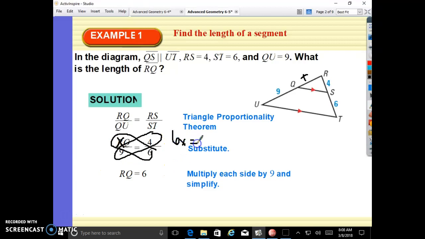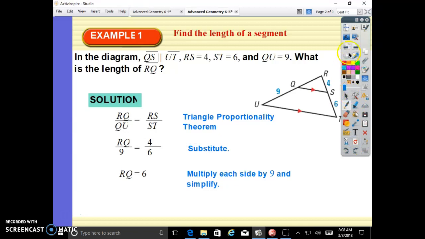6X equals 9 times 4, 36. Divide by 6 on both sides, and we get X equals 6. So as long as we have a triangle within a triangle with these parallel bases, then we can just do this is to this as that is to that.